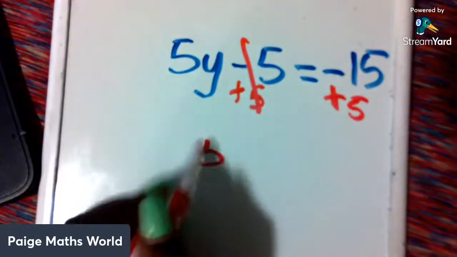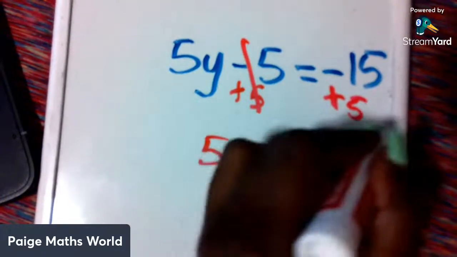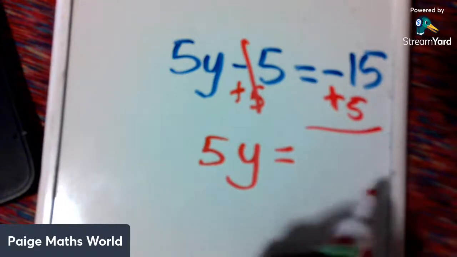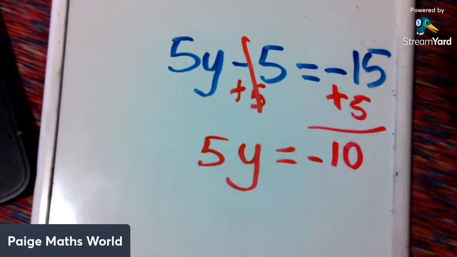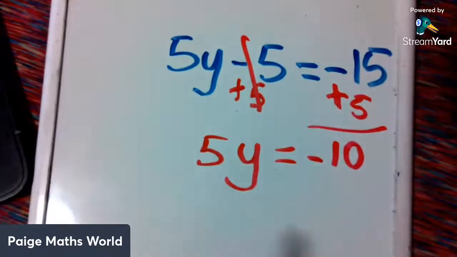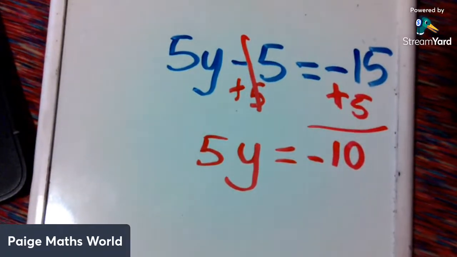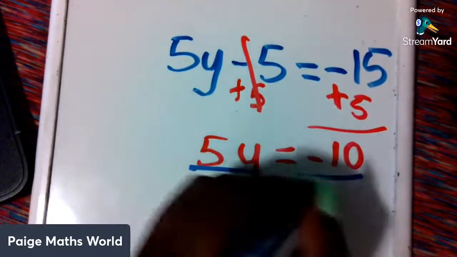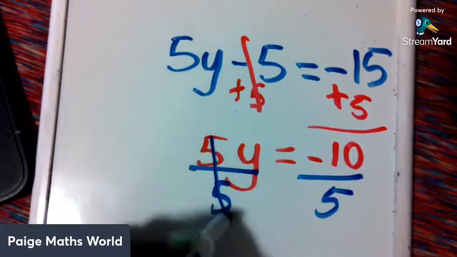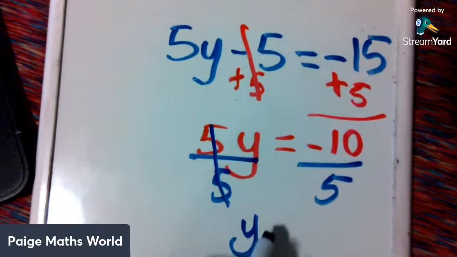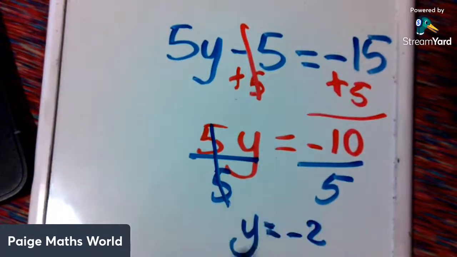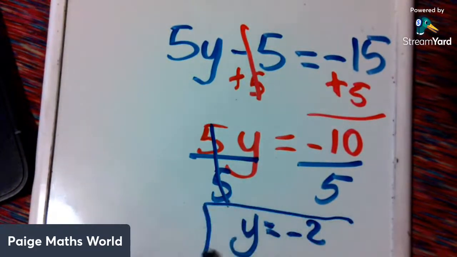That cancels. What is left is 5y, and that's equal to negative 15 plus 5. That will give us a negative 10. My picture is a bit blurry. Sorry about that. And so we need y by itself. We're going to be what? Dividing both sides by 5. 5 cancels. Y is left. And negative 10 divided by 5 gives us negative 2, right? So your answer should have been -2.